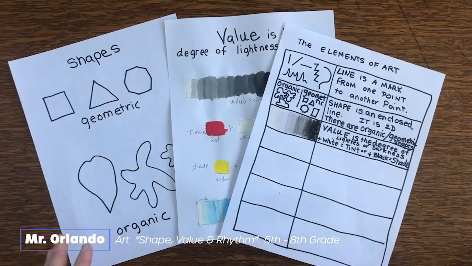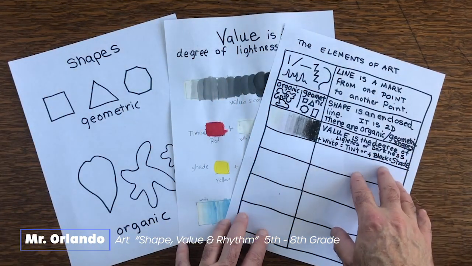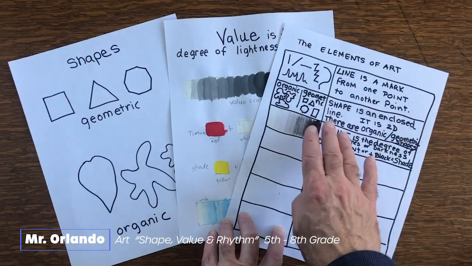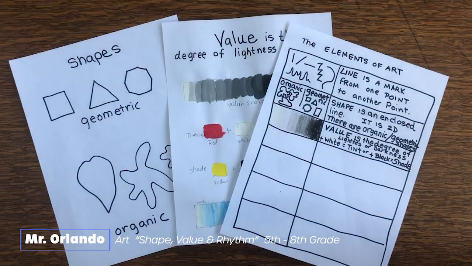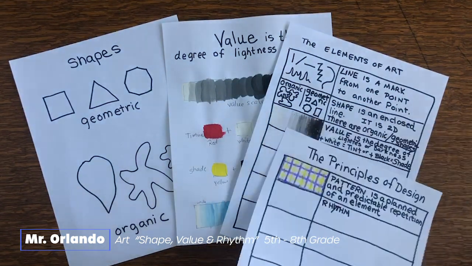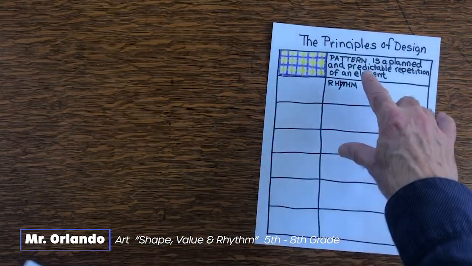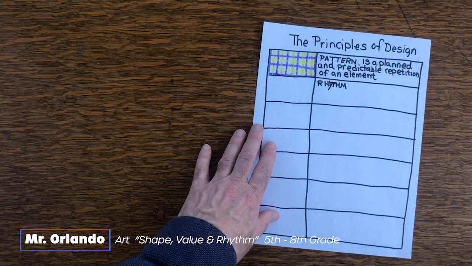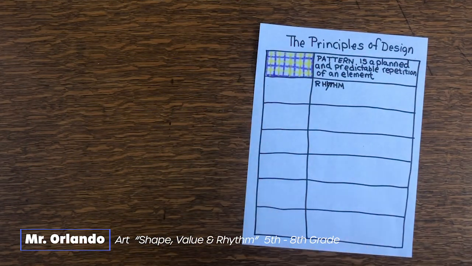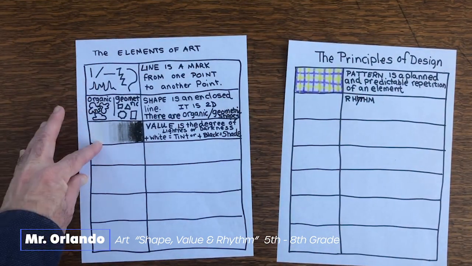Okay, now that we're done with our worksheet for shape and value, and we've put it on our work plan here, we have shape, we have value, and we have line from last week. Now we're ready to go on to our principle of design. I'm going to go ahead and move this out. Last week we did pattern, and pattern is a planned and predictable repetition of an element. And so remember that the three elements that we've studied are line, shapes, and value.